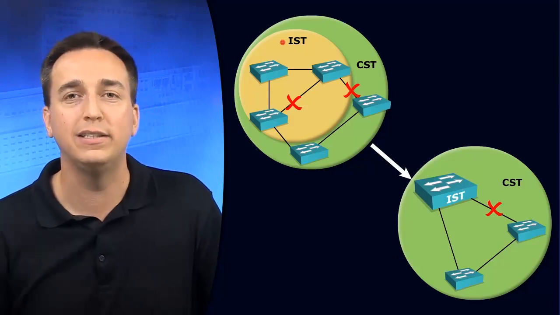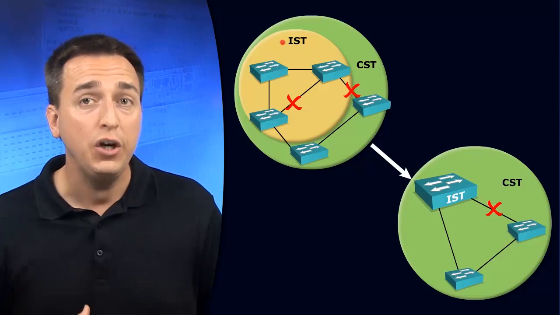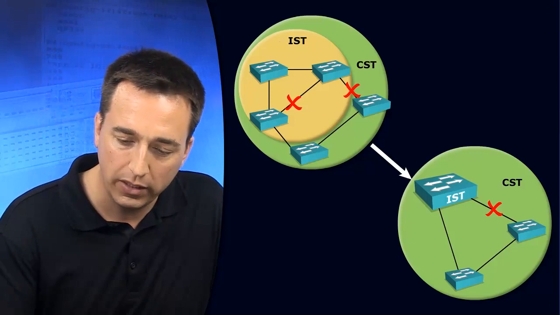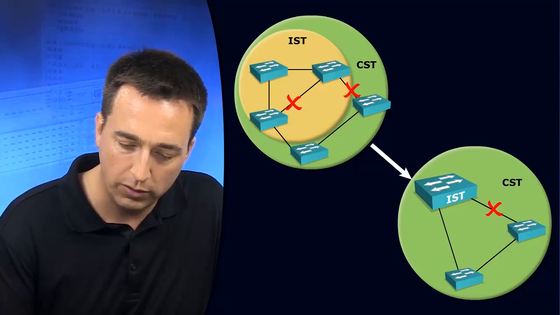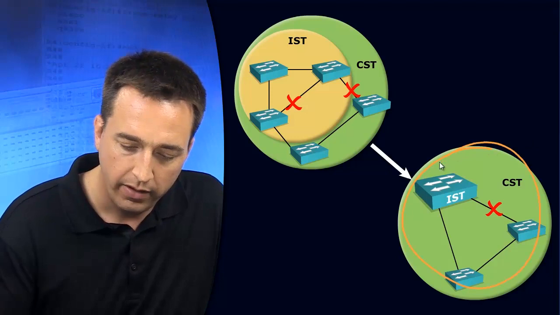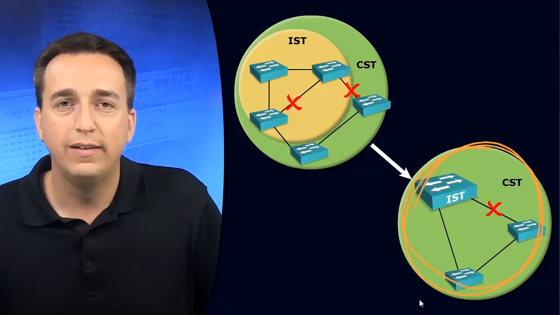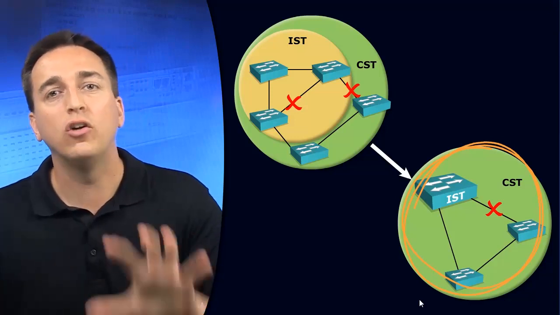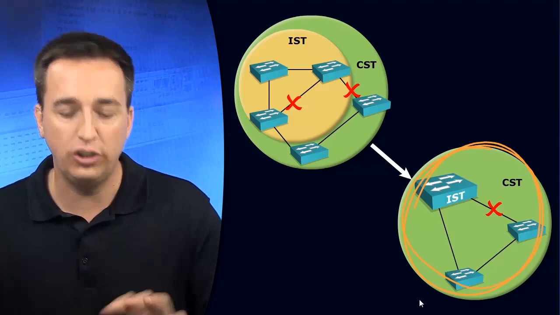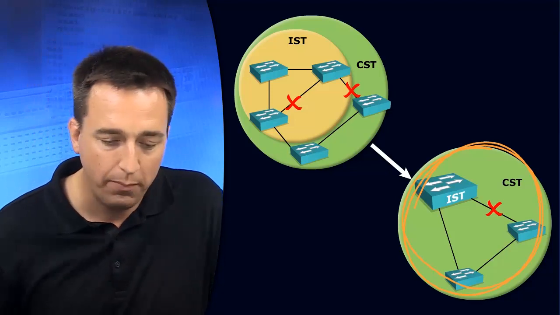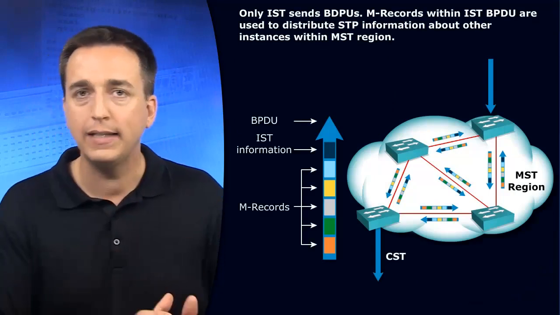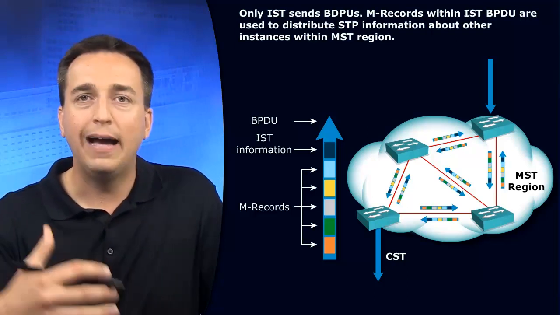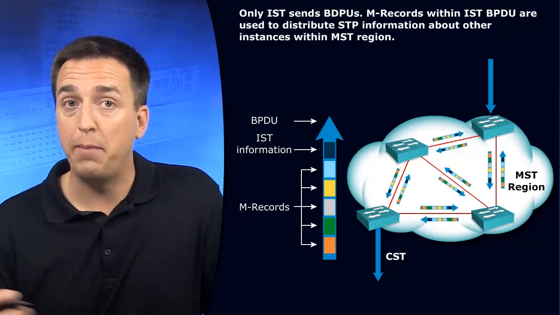Through IST, instance 0, it's able to exchange BPDUs with these legacy switches or the other MST regions to make sure that the common spanning tree, the overall spanning tree that we're dealing with here, made up of the different versions of spanning tree that are running, can maintain that loop-free topology overall. So it's the IST that's going to be able to send those BPDUs out to those legacy devices or those other MST regions.